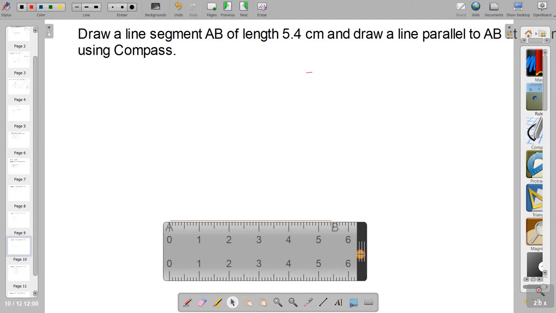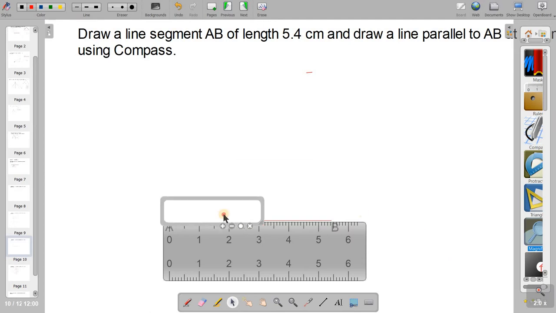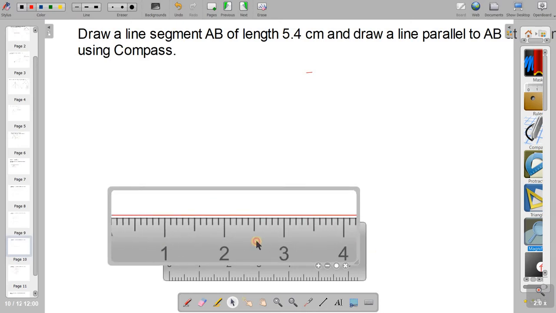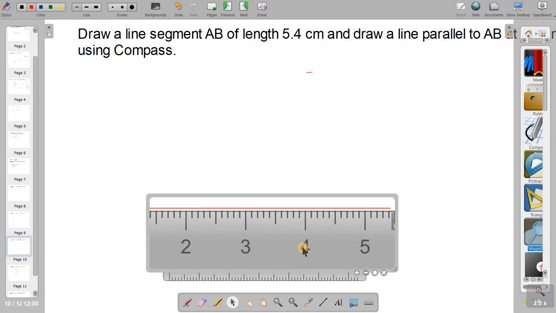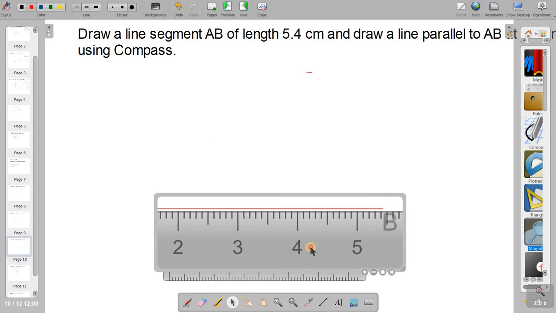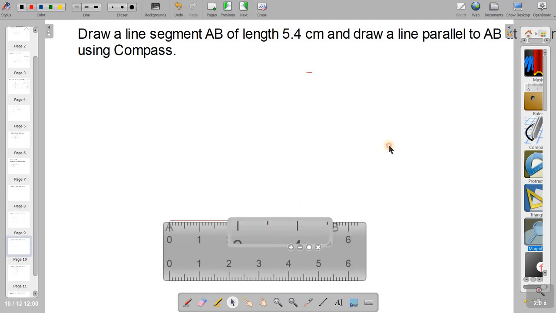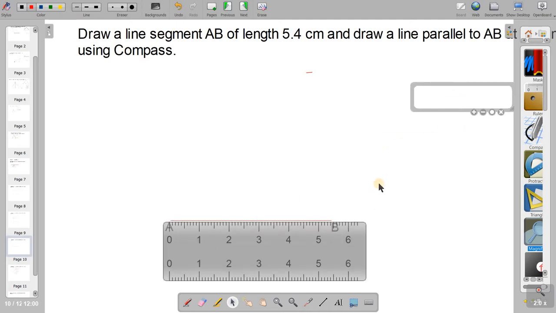With the help of this magnifier you can see it. It is right at 0. Okay, I will just make it bigger. It's right at 0, the starting point 0 and 5.4. The point B is at 5.4 centimeter. So we'll minimize it and keep it here. This is no longer required.